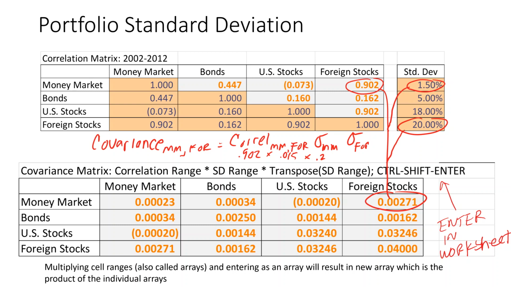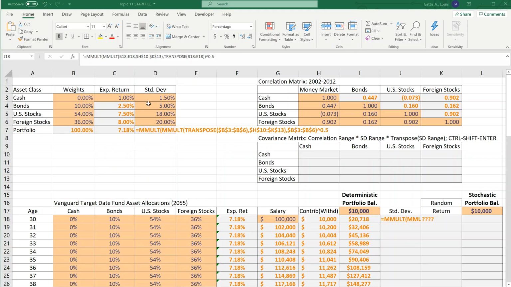So in the spreadsheet, I'll just show you how I'd implement this. For example, I'm going to come up with some historical standard deviations for cash, bonds, US stocks, and foreign stocks. And you can see I'm using 18% for US stock standard deviation, long-term average, a little bit higher for foreign stocks, 5% for bonds, and 1.5% for cash.